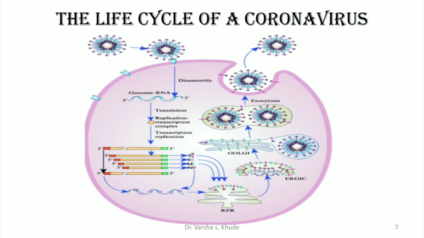The main replicase-transcriptase protein is the RNA-dependent RNA polymerase. It is directly involved in the replication and transcription of RNA from an RNA strand.